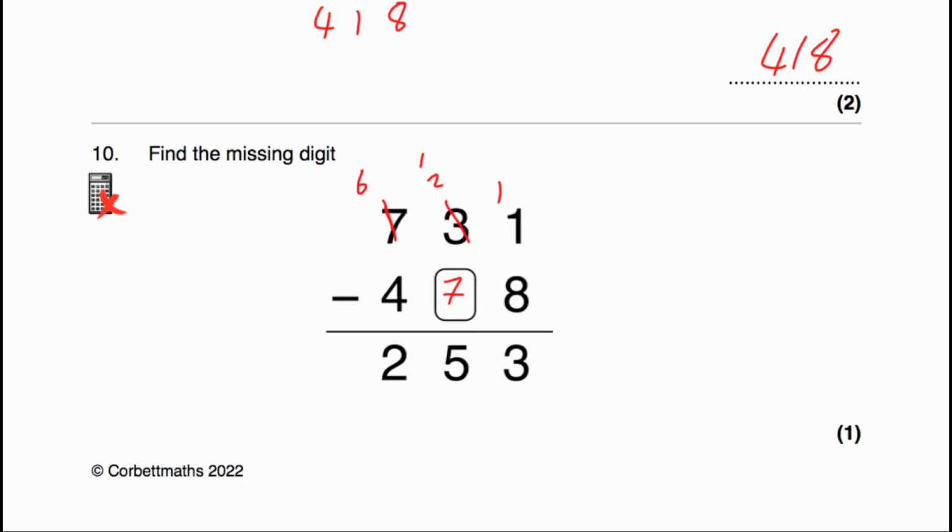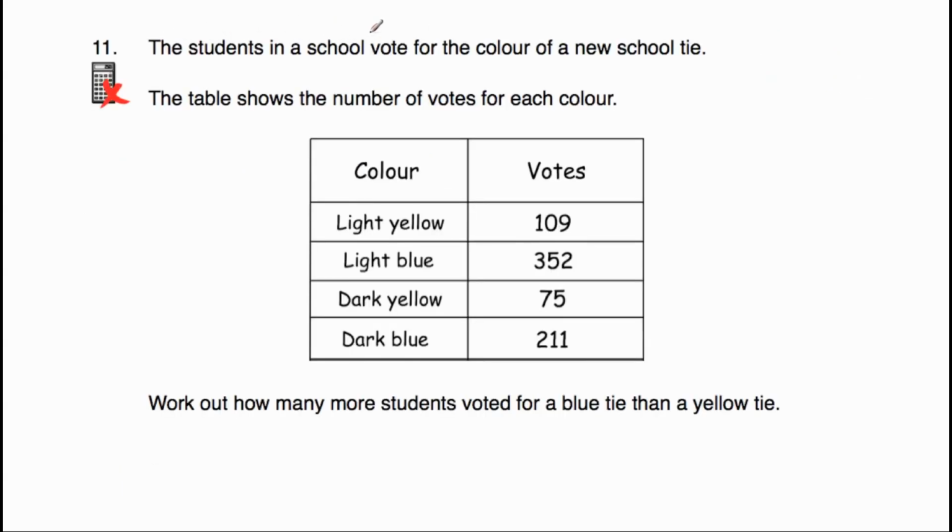Okay, question number 11. So question number 11 says, the students in a school vote for the colour of a new school tie, and the table shows the number of votes of each colour. So we've got light yellow, 109 votes, light blue, 352 votes, dark yellow, 75 votes, and dark blue, 211 votes. And the question says, how many more students voted for a blue tie, so a blue tie, that's either that one or that one, than a yellow tie?